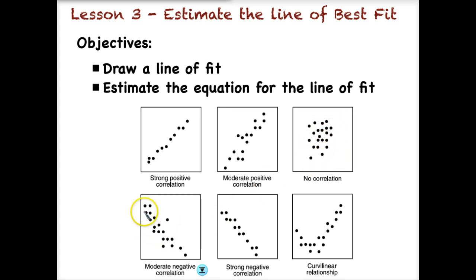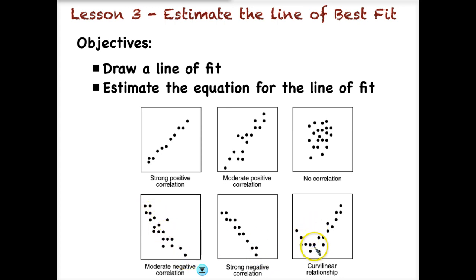Down here we have a moderate negative correlation. So again, this is negative because if we were to draw a trend line, it would be a negative sloping line. So this is a moderate negative correlation. Again, moderate compared to strong, like this one in the middle. This one, the dots are very close to each other. It almost forms a line. So this one would be a -1, whereas this one might be a -0.5.